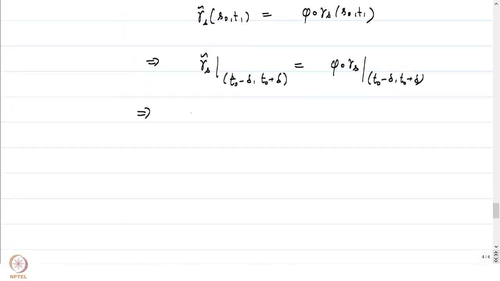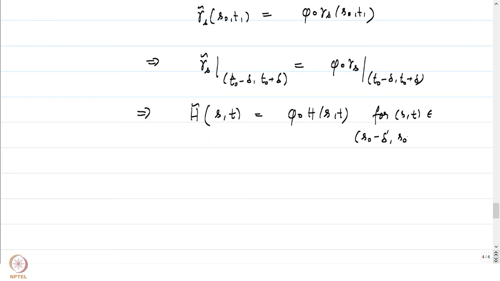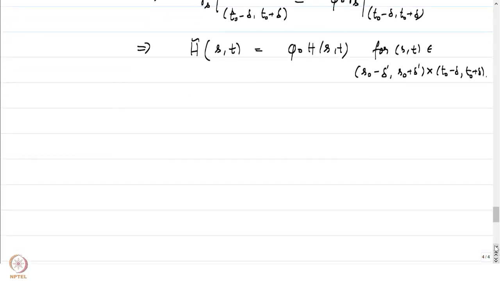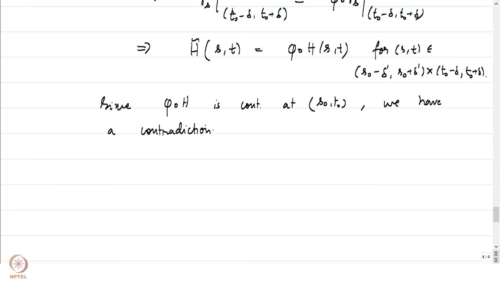which tells us that H tilde of S comma T is equal to phi composed with H of S comma T for S comma T belonging to S0 minus delta prime, S0 plus delta prime cross T0 minus delta to T0 plus delta. This is precisely what we have established. But that is a contradiction. What is the contradiction? The contradiction is that we had assumed H tilde to not be continuous at S0, T0, but the thing on the right, phi composed with H, is a continuous map. Since phi composed with H is continuous at S0, T0, we have a contradiction. And therefore, H tilde should necessarily be a continuous map.